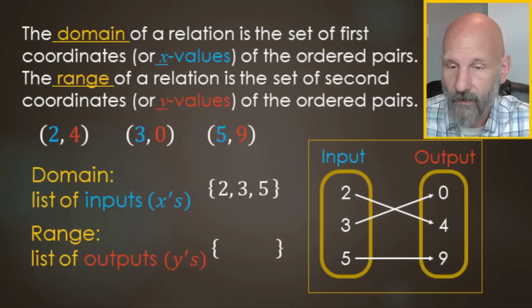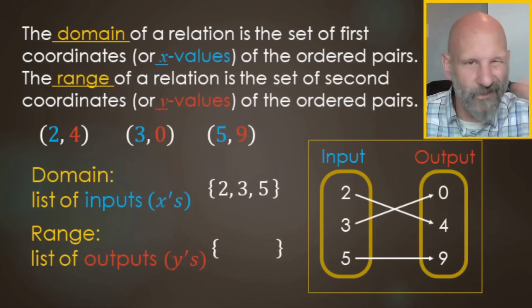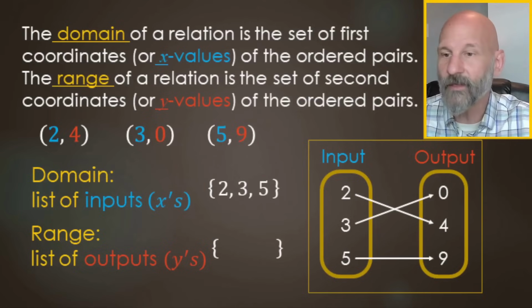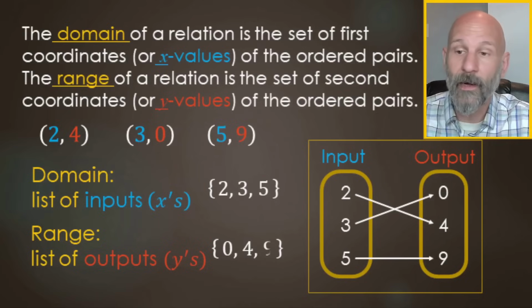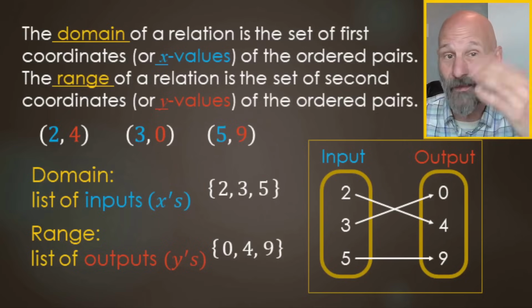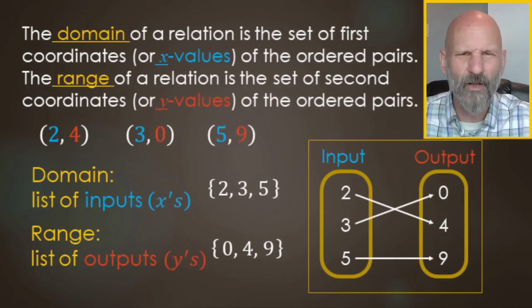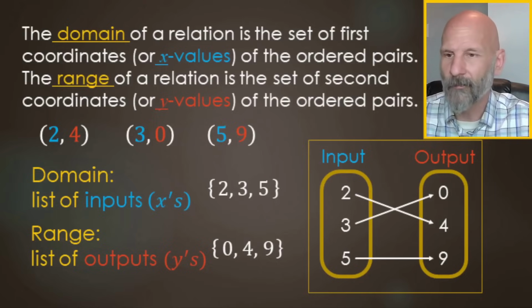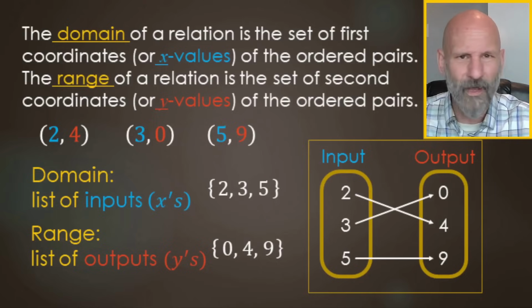You would be correct. However, it is more correct, which isn't quite mathematical, right? More correct, but it's 0, 4, and 9 would be the most correct way of writing down the range, okay? Putting them in numerical order. And again, if you put 4, 0, 9, you're still correct.